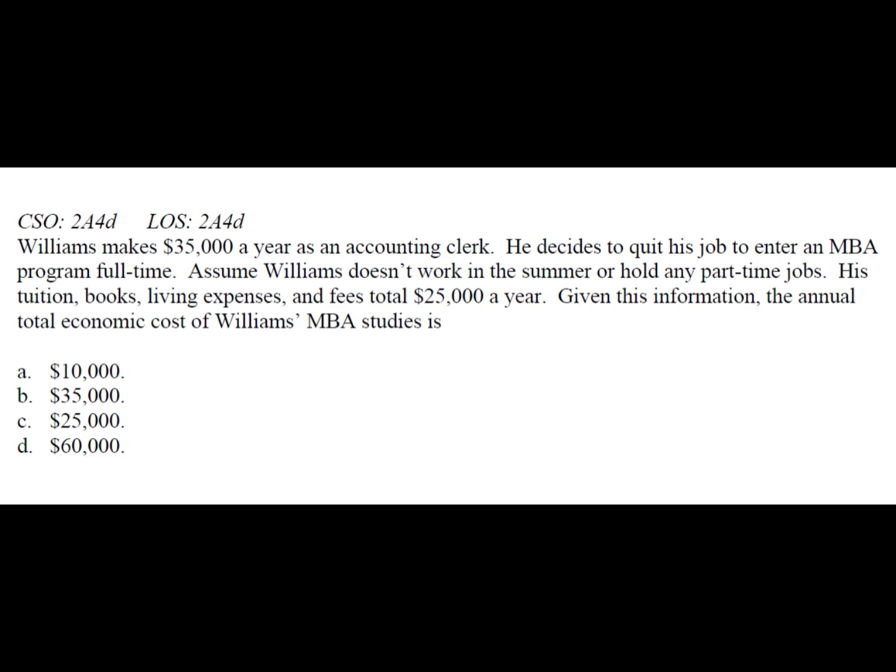A. $10,000. Incorrect. This incorrectly subtracts tuition from salary rather than adding explicit and opportunity costs. B. $35,000. Incorrect. This includes only the opportunity cost of lost salary and ignores tuition and other expenses. C. $25,000. Incorrect. This includes only explicit educational costs and ignores the foregone salary. D. $60,000. Correct. Economic cost equals $25,000 of explicit costs plus $35,000 of opportunity costs, totaling $60,000.